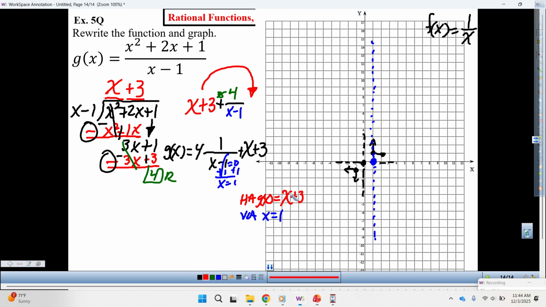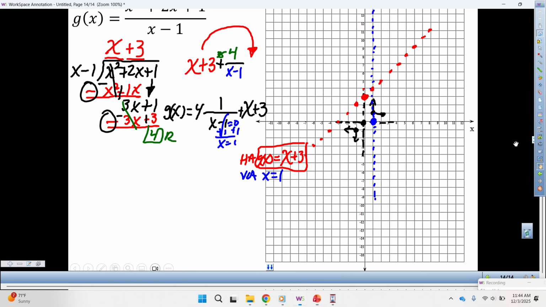Our g of x is x plus 3. So where do we start, everyone? At positive 3. Go 1 up, 1 to the right, and keep going up and to the right. Or 1 down, 1 to the left, and keep going down and to the left. And last but not least, where do we place our points?